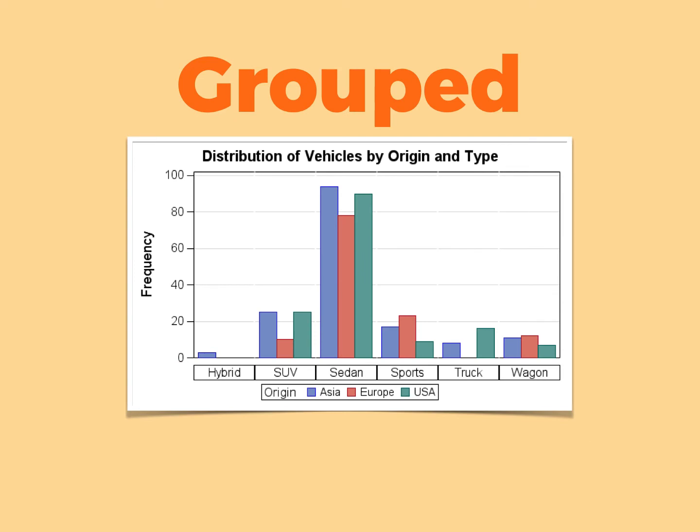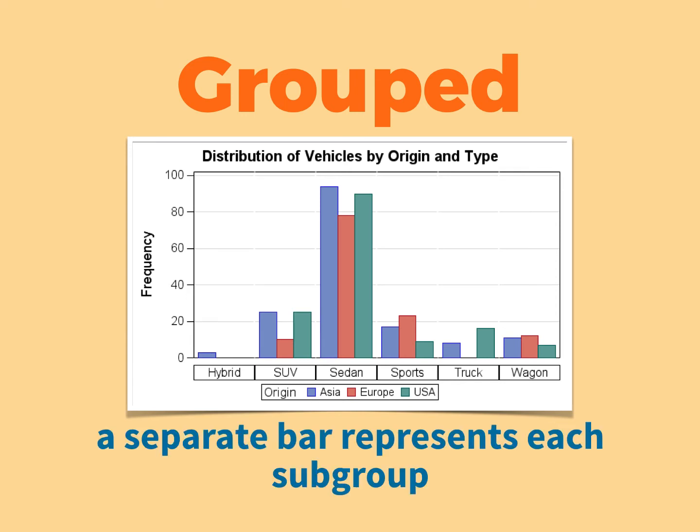Another very commonly used type of chart, and the one we're going to look at most, is what we call a grouped chart. So here you have different categories of data, for example, hybrid, SUV, sedan, sports car, truck and wagon. And then within each of those categories, you have subcategories. So cars coming from Asia, from Europe, and from the USA. So here you can see how each subgroup contributes to the major category.